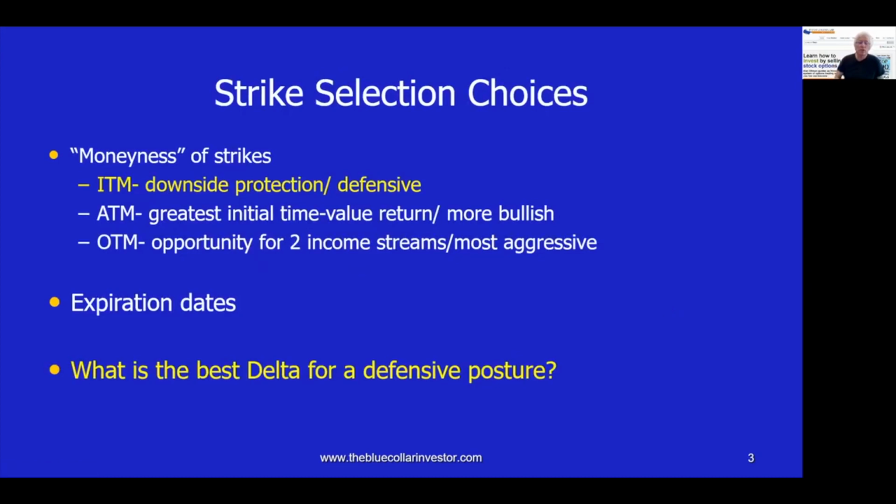Now, our strike selections, or the moneyness of our strikes, fall into three general categories. Now, an in-the-money strike, and we're going to focus on taking a defensive posture for our trade. An in-the-money strike gives you the greatest downside protection because it has an intrinsic value component to it. At-the-money calls and out-of-the-money calls do not have intrinsic value components, only time value components. So therefore, an in-the-money strike or strikes with higher deltas tend to give you more protection. So you're taking a more defensive posture.